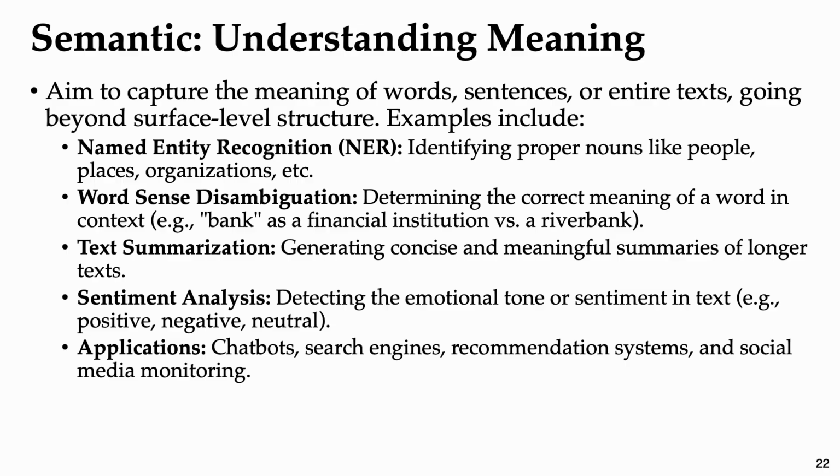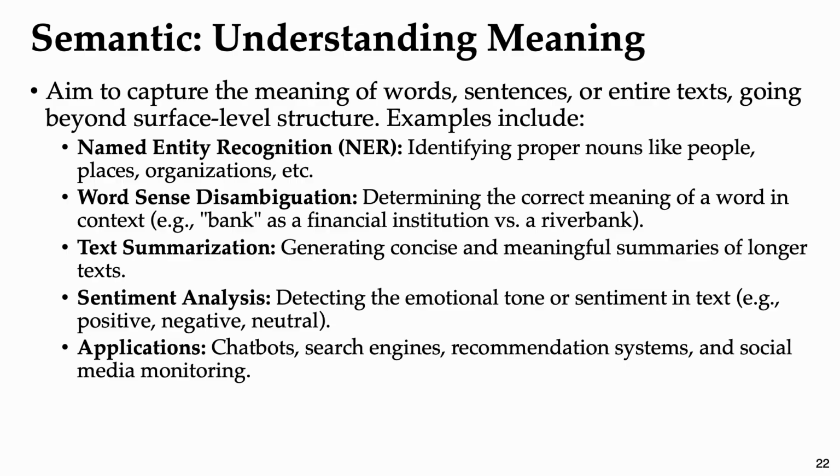One important semantic task is named entity recognition, where the goal is to identify proper nouns such as people, places, and organizations in text. Another key task is word sense disambiguation. Here, the objective is to determine which meaning of a word is intended based on context. For example, the word bank could refer to a financial institution, the side of a river, or something else entirely. Many words, such as bank, pitch, or color, have multiple meanings, and identifying the correct one requires semantic understanding.